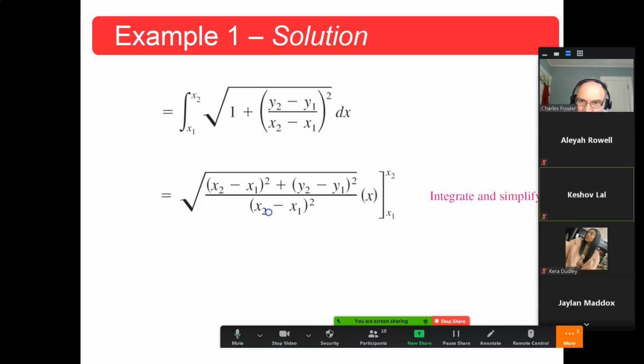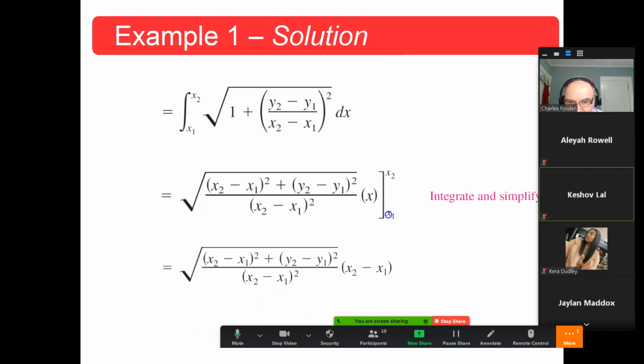They did 2 steps at once here. Okay, integrating this is all just a constant. I already took it outside, and that would just give you that constant times the value x. Evaluate that between x2 and x1. I don't like the way they did it, but it's correct. And that gives you that.